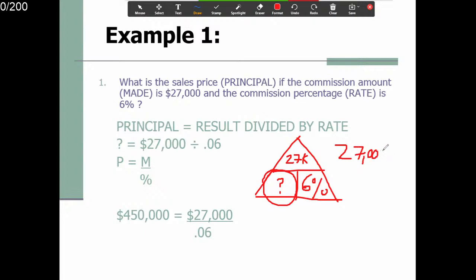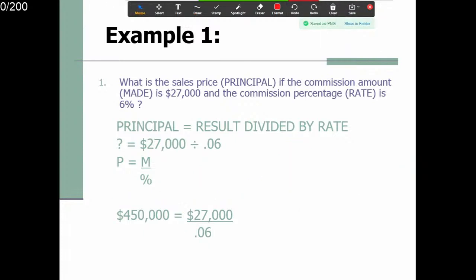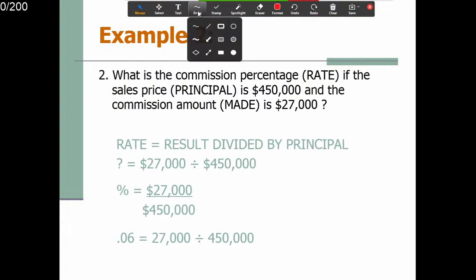So 27K divided by 0.06 equals 450,000. This is how much you sold the house for, and this is the commission that you made at 6%. 27,000 divided by 0.06, the 6% commission. You sold the house for only 450,000 and you earned 27,000 in commission. Okay, everybody clear on this? Okay, example number 2. You get the hang of it now, right?